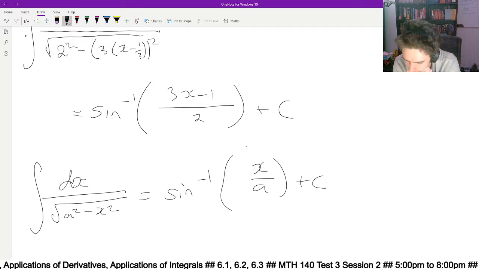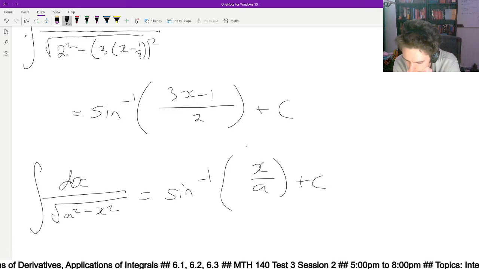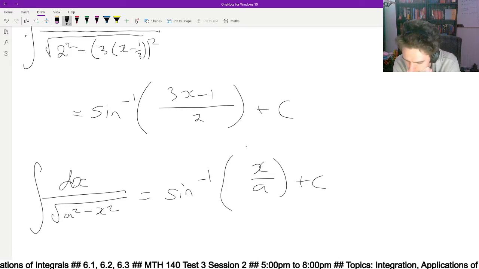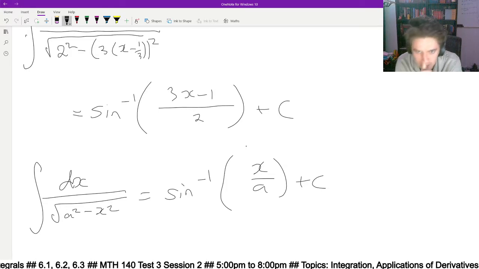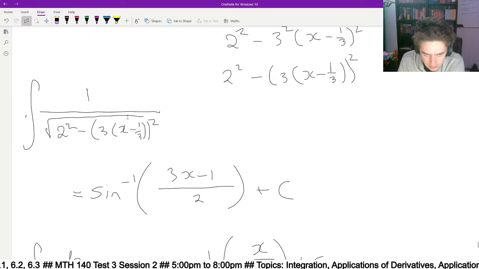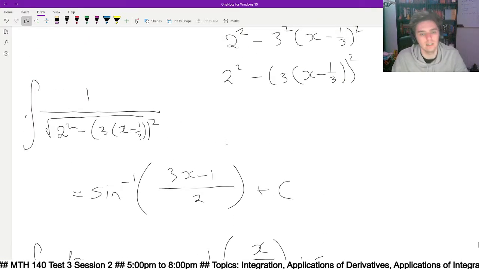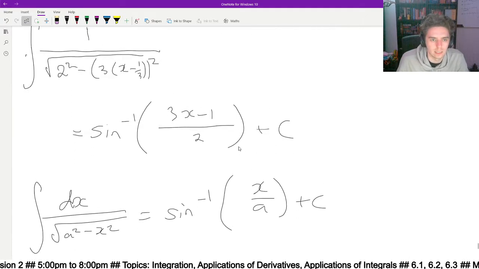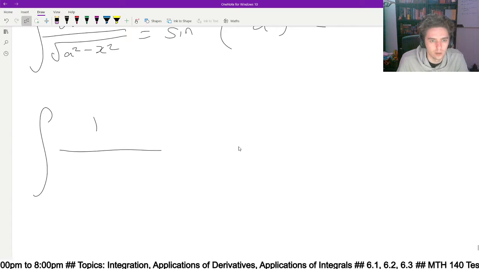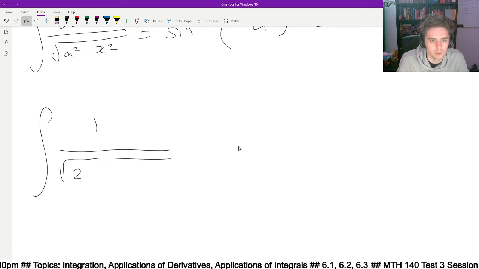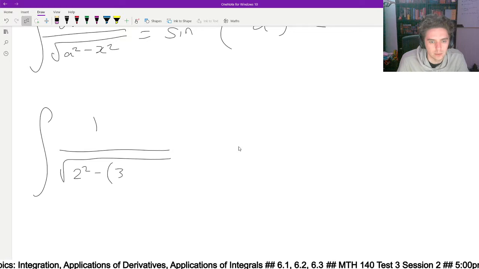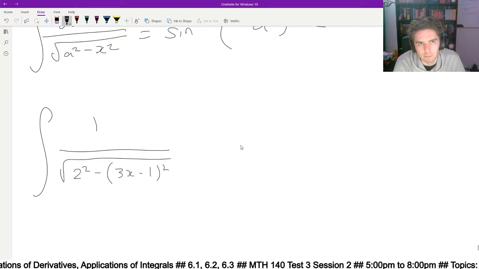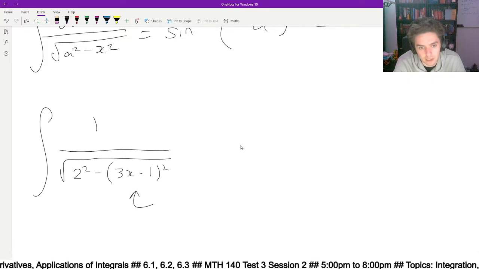Oh, so they did it with a... Did they have to? I mean, it gets a different answer, but I guess we can't go right from this to this to this. So the only difference that they did is, first of all, okay, let's take that integral here. So that's 1 over square root of 2 squared minus, multiply the 3 in, so it's 3x minus 1 squared. And, okay, I guess this can't be an expression. This has to be just a variable.